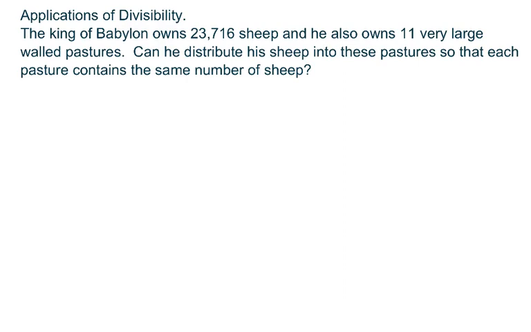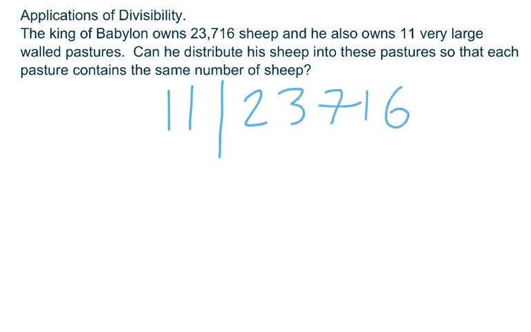So when I am looking at this question, what I am seeing is that they're really asking me, can I divide 23,716 by 11 so that the result has no remainder, or remainder equals 0? And that really boils down to the question, does 11 divide 23,716? So this is actually a divisibility question.